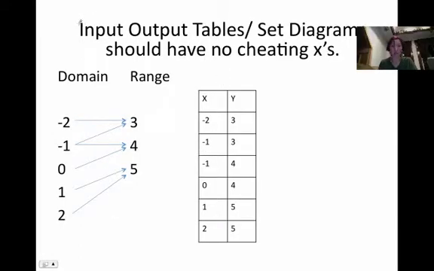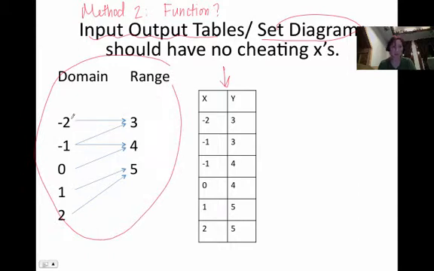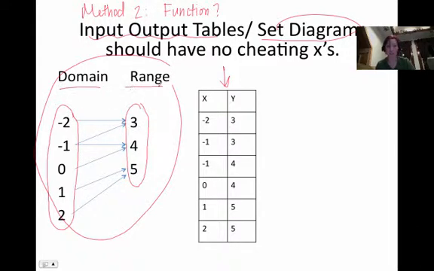Alright, so we also, I'm going to call this method two: is it a function? Yes. Is it? No. So question mark. So we have these input tables, that's this right here, and we also have set diagrams, that's this right here. I'm not a big fan of the set diagrams, but you'll see it if you read through your book in 2.1, they do use this as an example. So set diagrams are just where you have your input values and then you have your output values, and they'll have to mark that somehow to you.